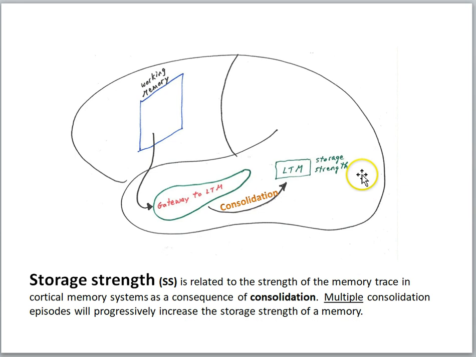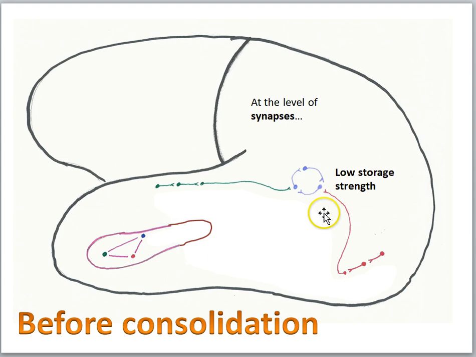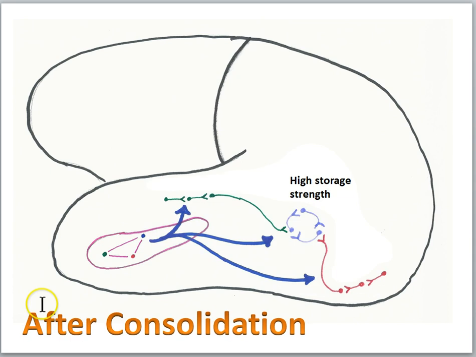So the concept of storage strength has to do with the nature of the memory in the cortex. If it's strongly stored, then we're going to say there's high storage strength. At the level of synapses, when the synapses in the cortex are weak, we would have low storage strength. And after consolidation, if those synapses increase in strength, then we would say the cortical memory trace is more strongly stored, and we would say we have high storage strength.